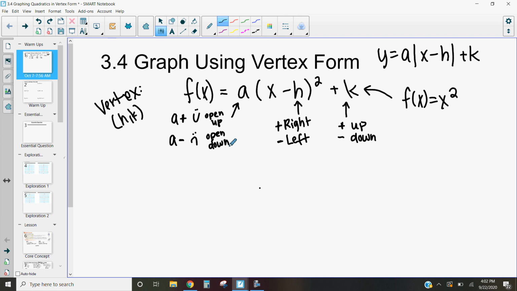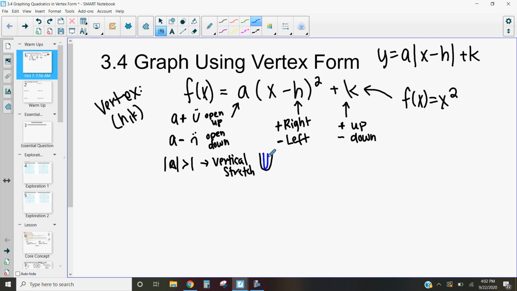Then we need to talk about the number a itself. I'm going to write it as the absolute value of a. If that number is greater than 1, so 2, 3, 4, 5, the absolute value of it would also be like -2, -10, things like that, then we are going to have a vertical stretch. And that vertical stretch means that our function is going to get thinner. So if here's my original function, this is going to be my new function.